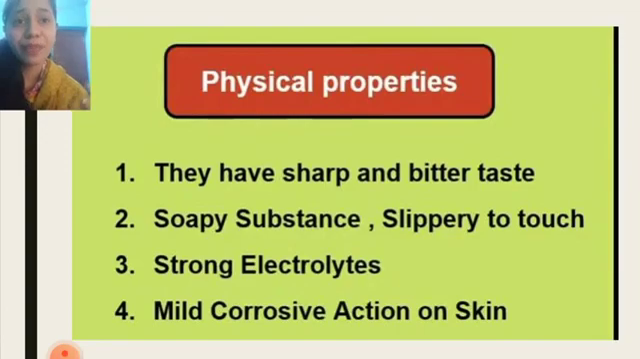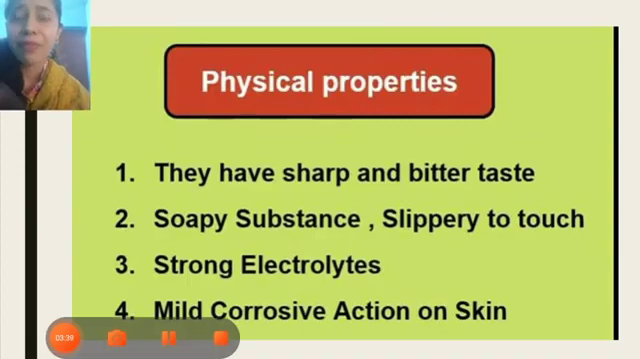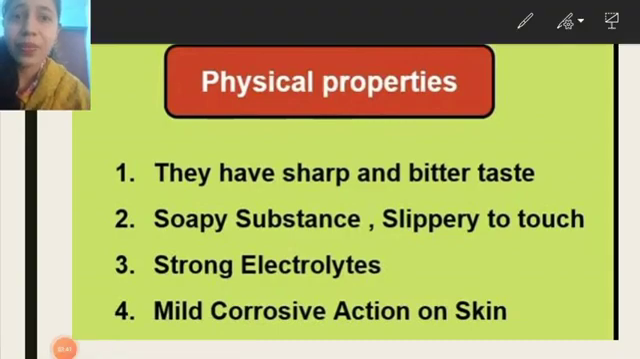Physical properties of bases: bitter, brittle, soapy substance, strong electrolyte, and sometimes mildly corrosive. When we handle sodium hydroxide or potassium hydroxide, we need to wear gloves.